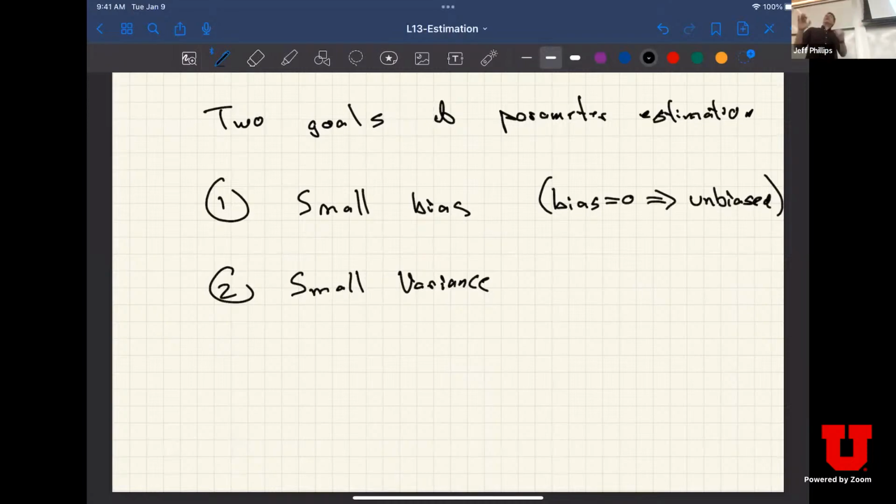Sometimes, mostly beyond this class, you'll want to trade off. Maybe you could reduce the variance by increasing the bias a small amount, and sometimes that's a useful thing to do. You don't want to go too far: if the variance is really small and the bias is large, you're getting a very confident answer about something that's wrong. But typically in this class, we'll want an unbiased estimator and a small variance. That's what we're going to aim for.